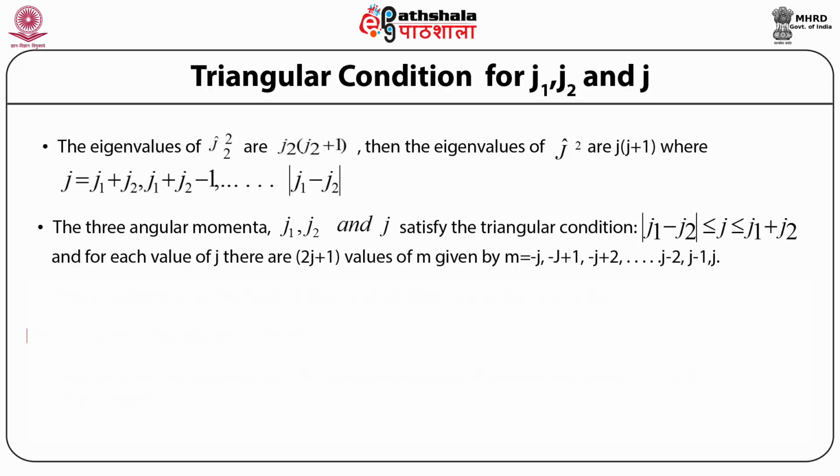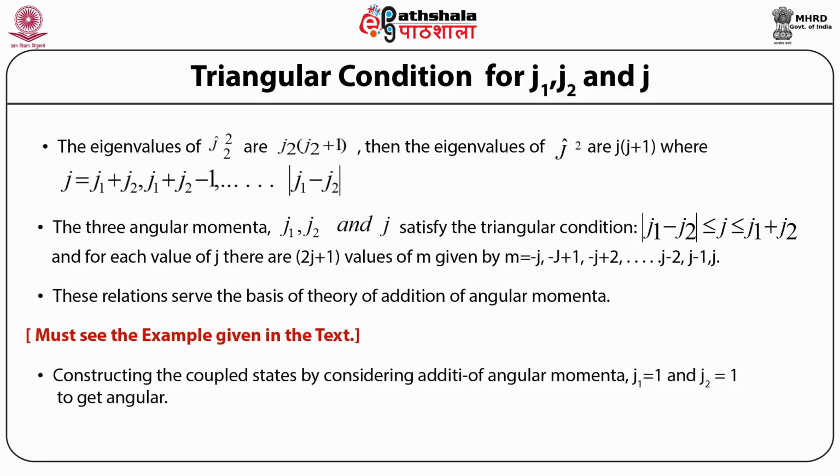Here the three angular momenta, that is J1, J2 and J, satisfy the triangular condition: modulus of J1 minus J2 is less than or equal to J is less than or equal to J1 plus J2. That means the total angular momentum J lies between modulus of J1 minus J2 and J1 plus J2. And for each value of J, there are 2J plus 1 values of m, given by m equal to minus J, minus J plus 1, minus J plus 2 and so on to J minus 2, J minus 1 and J. These relations serve as the basis of the theory of addition of angular momenta.